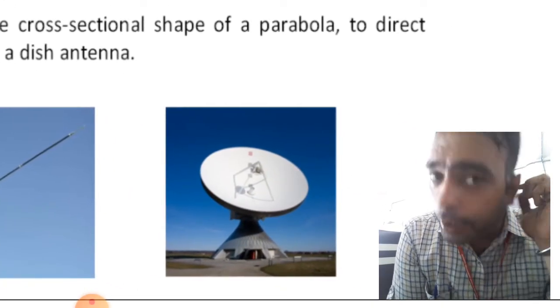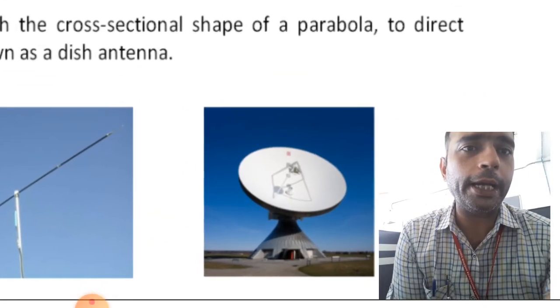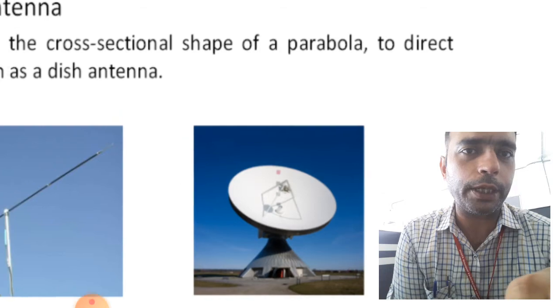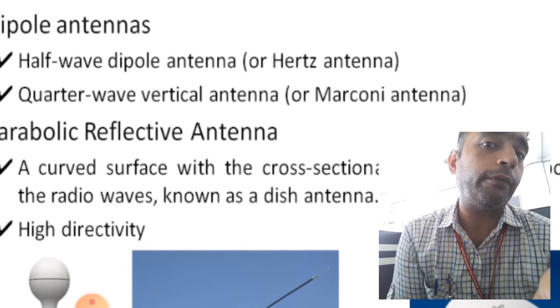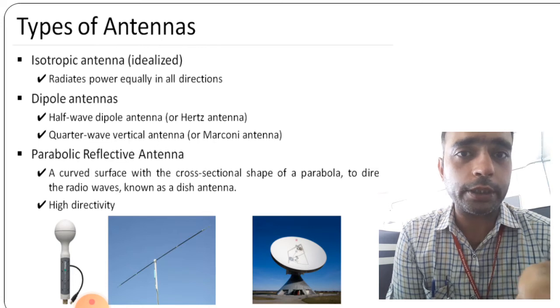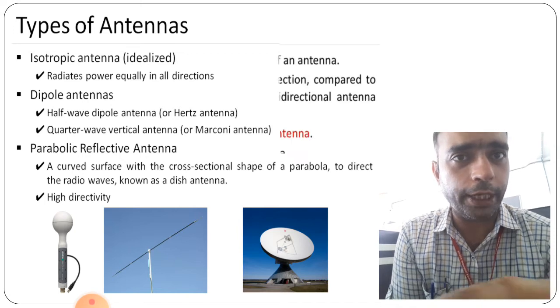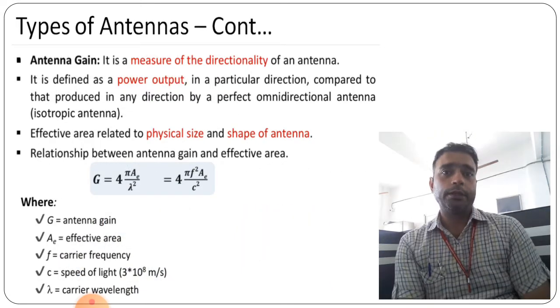So this particular part is called the dish antenna, and the high directivity is achieved in this parabolic reflective wave, we can say. This is particularly used for satellite communication or radio wave communication. So these are the three types of antennas we are seeing.